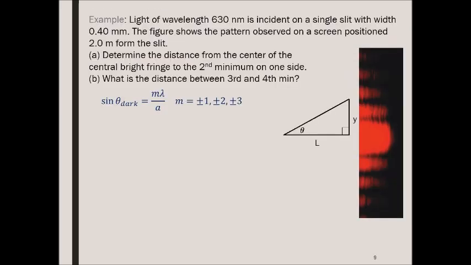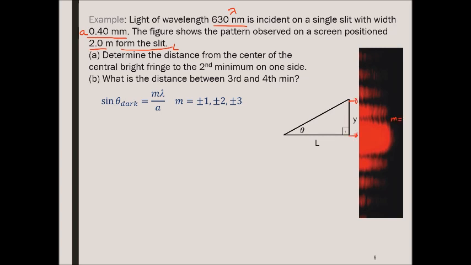Okay, so let's look at the math of this single slit diffraction. In this problem we have light of wavelength 630 nanometers, that's our lambda, incident on a single slit with this width, so that's a, and positioned 2.4 meters from the slit, so that's our L. We want to determine the distance from the center of the bright central fringe to the second order minima on the one side, so that is going to be from the center to the second order.